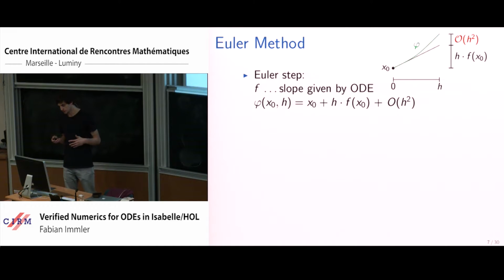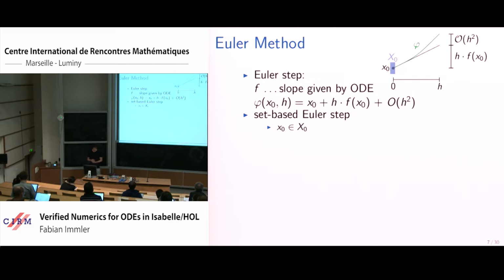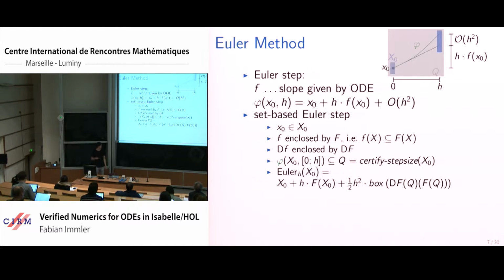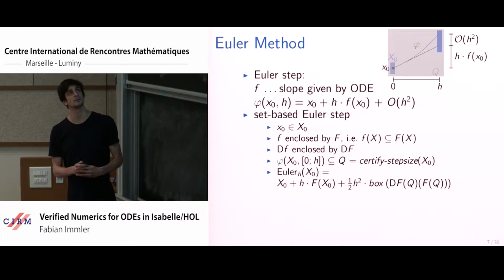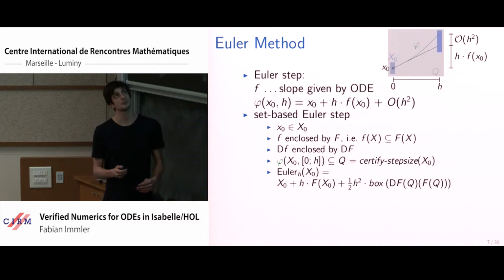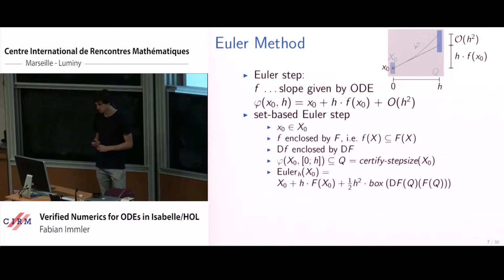As I said in the beginning, here we want to be more rigorous, which is why we extend this Euler method to something which is based on sets or enclosures. So assuming that the initial value x0 is contained in some enclosure which may already contain some uncertainty or errors from previous steps, then the aim is to compute an approximation or an enclosure after this time step, which also accounts for this quadratic error that we've attained.